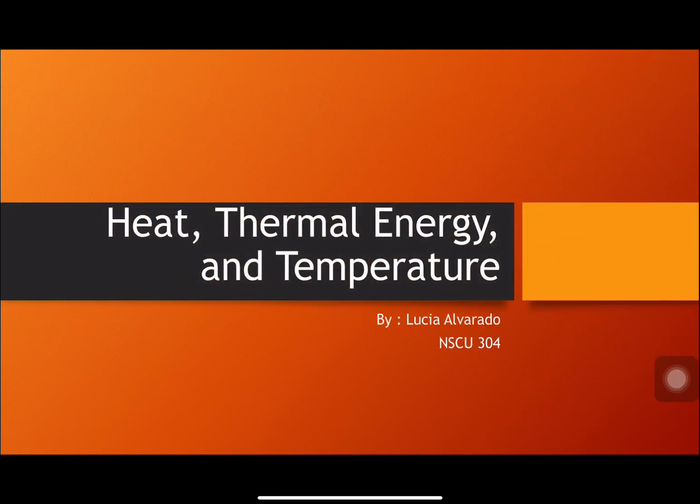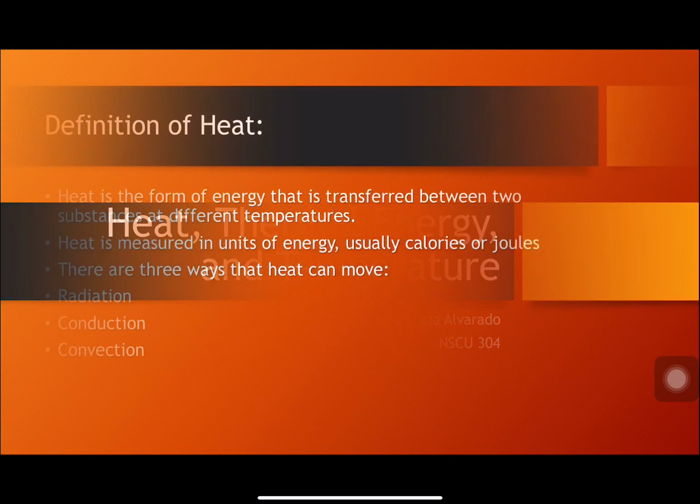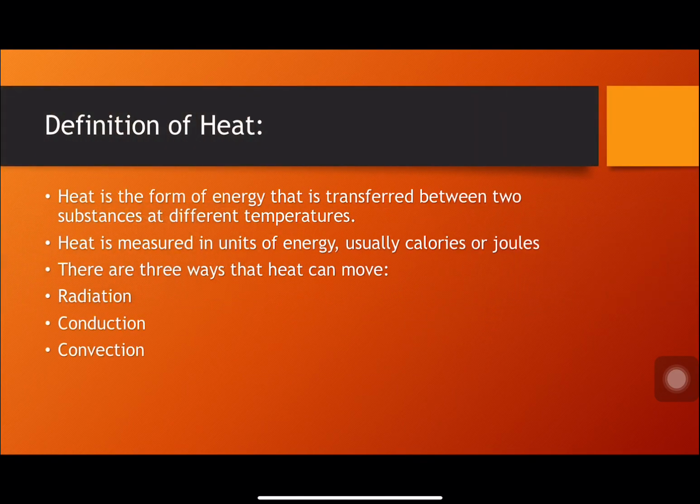Heat, thermal energy, and temperature. We'll start with the definition of heat. Heat is the form of energy that is transferred between two substances at different temperatures. Heat is measured in units of energy, usually calories or joules. There are three ways that heat can move: radiation, conduction, and convection.